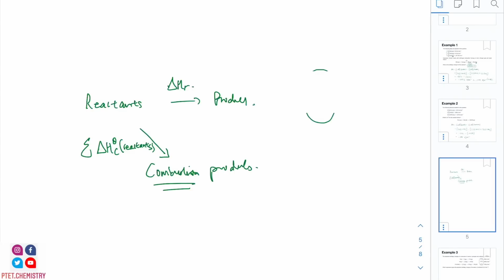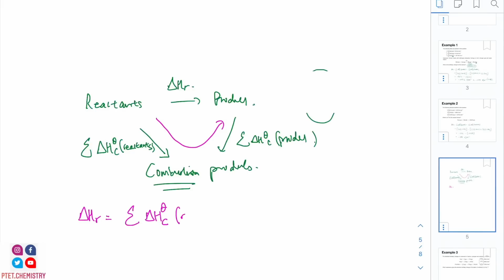I need to multiply by the correct mole in the equation, and this is the sum. This is the sum of the enthalpy of combustion of the product. And I hope you can see, with the use of a Hess cycle again, delta H R is the sum of the enthalpy of combustion of the reactants minus the sum of the enthalpy of combustion of the products. Here we're going the natural direction, but here we're going the opposite direction, so it has to be minus that.